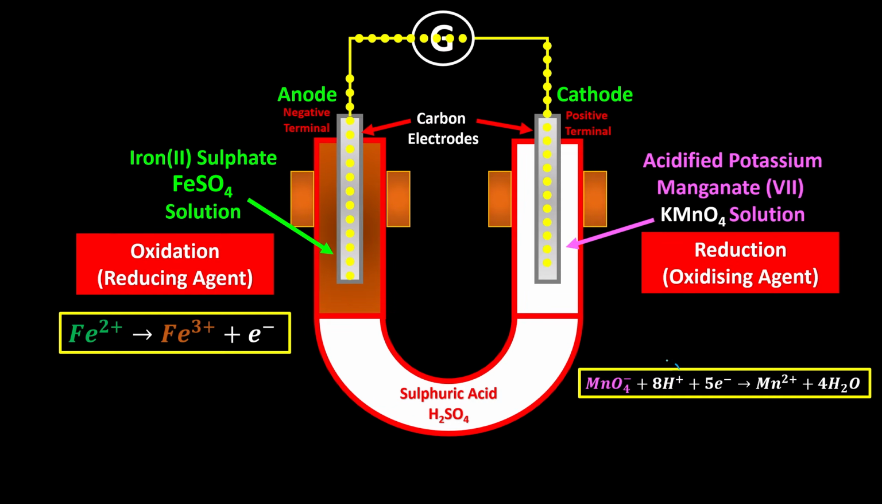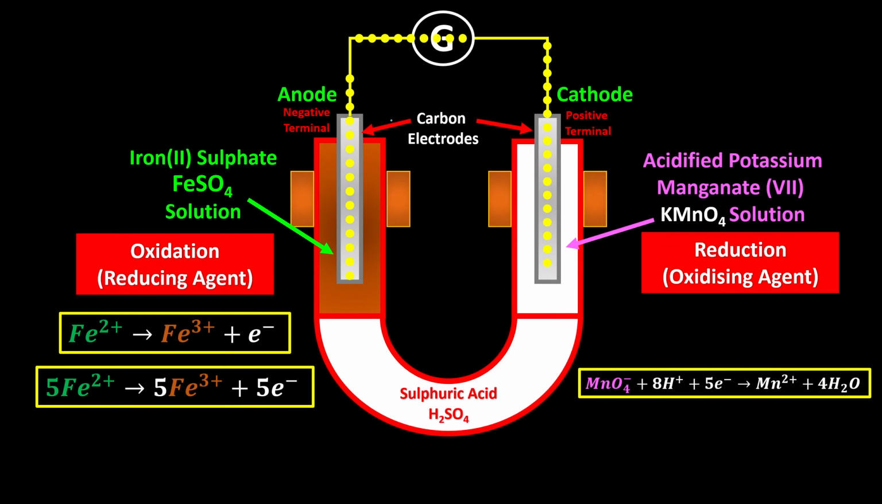So do you realize that we have 8 hydrogen ions? This is why we say we need to acidify, to provide enough hydrogen ions to convert the purple manganate(VII) to become the colorless manganese(II) ions. And now you realize that we have 5 electrons here. We are receiving 5 electrons, but here is only giving out 1 electron, which is not balanced. So this is why we need to times 5 for the half equation for oxidation, like this.